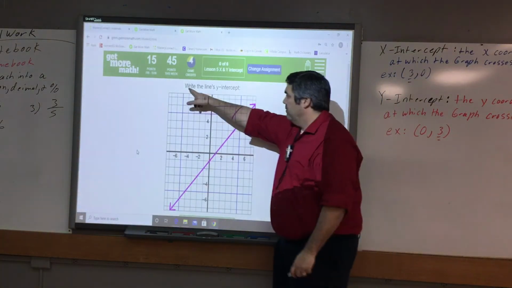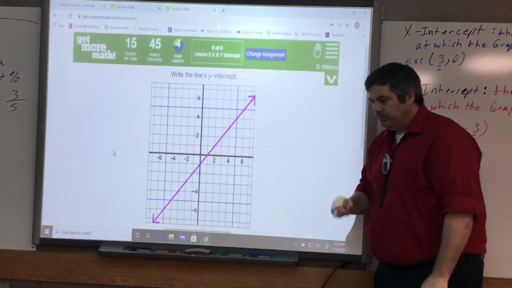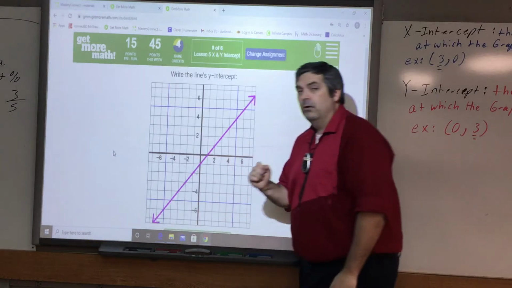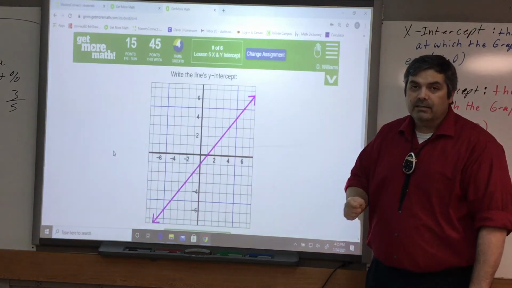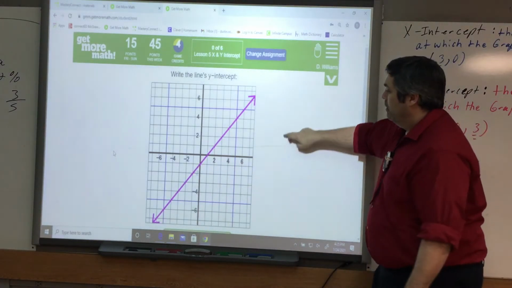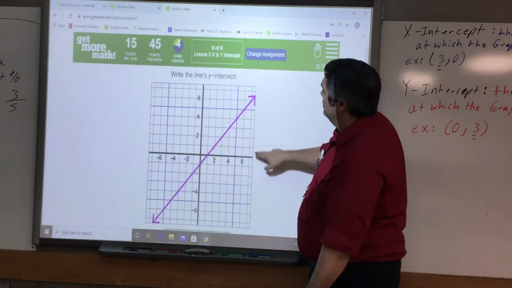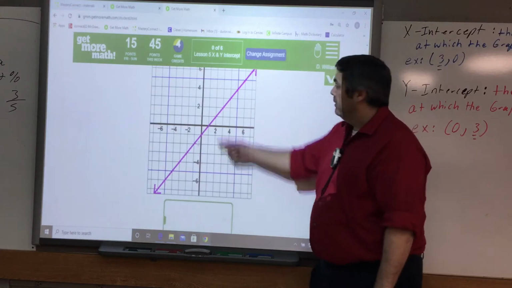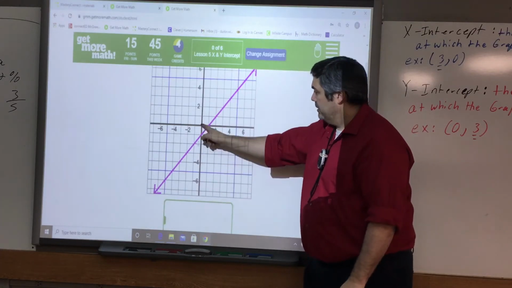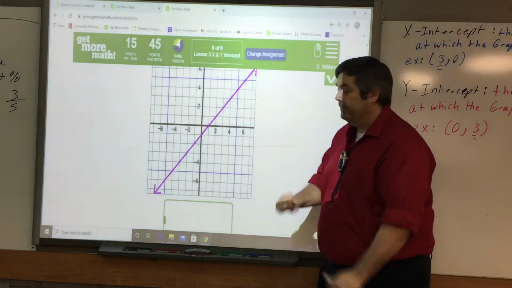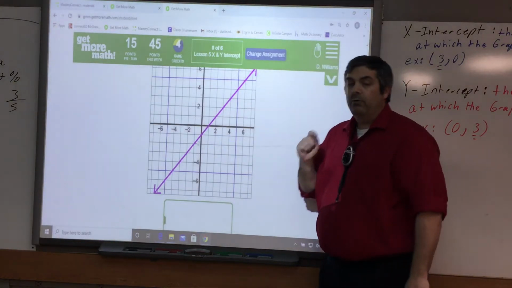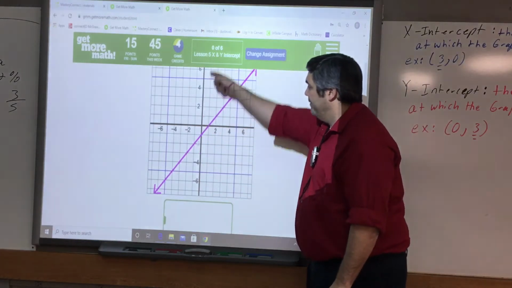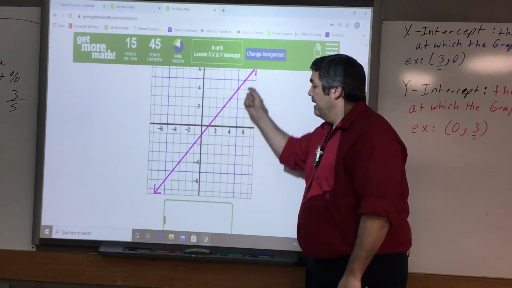So here it says, write the line's y-intercept. Where does this line cross the y-axis? That's what we're looking for. Here is your x-axis, here is your y-axis, right there's your origin, just a quick lesson on graphs. Now we want to know, where does this line cross the y-axis? Where does it cross that particular line?